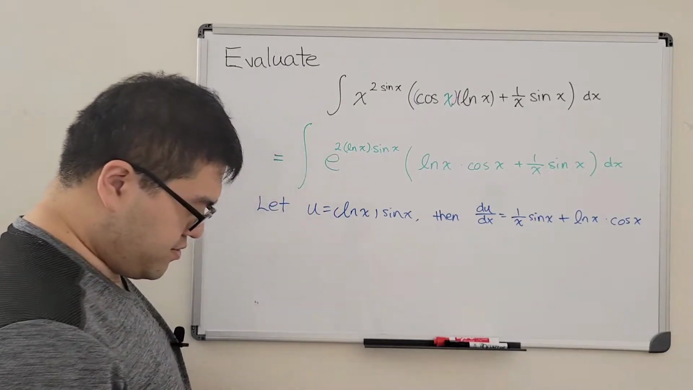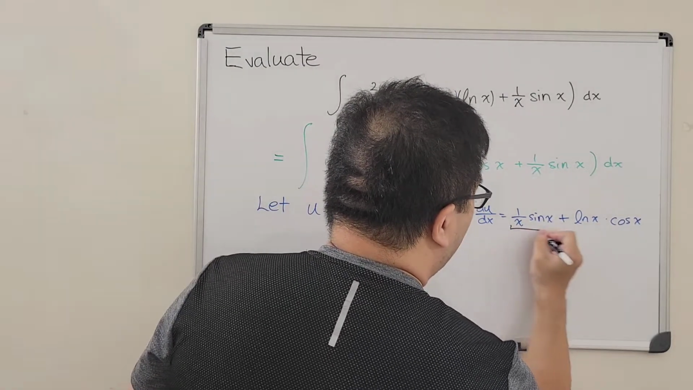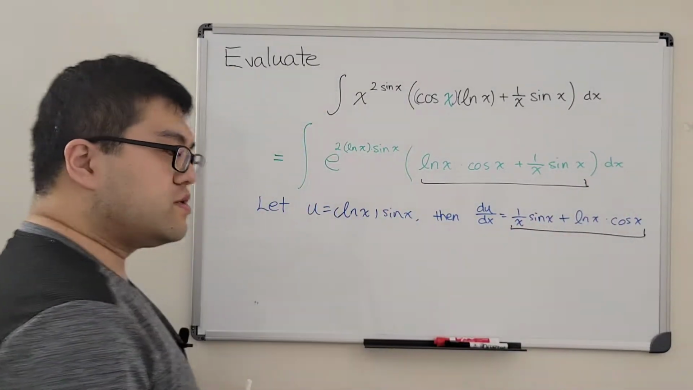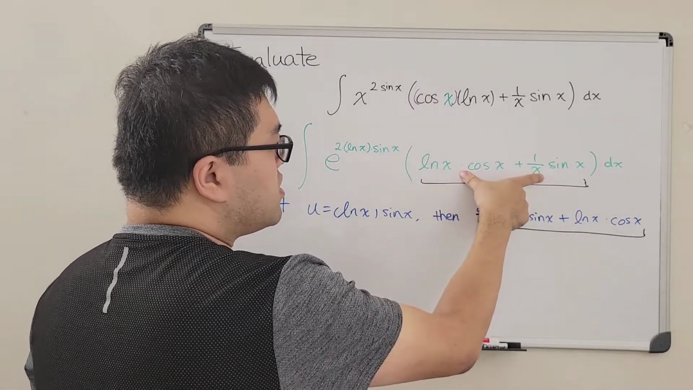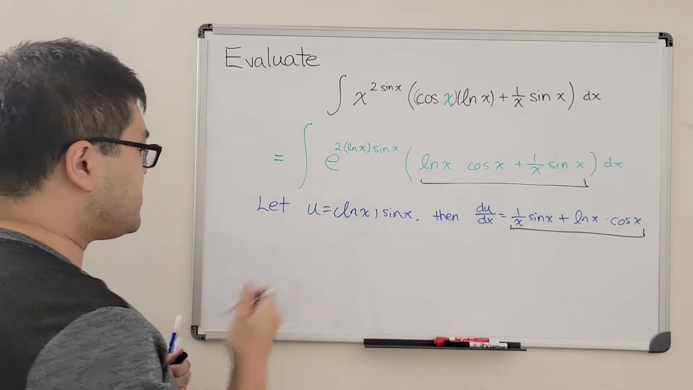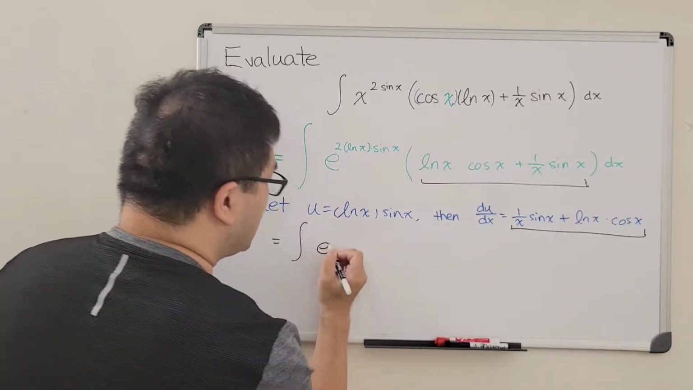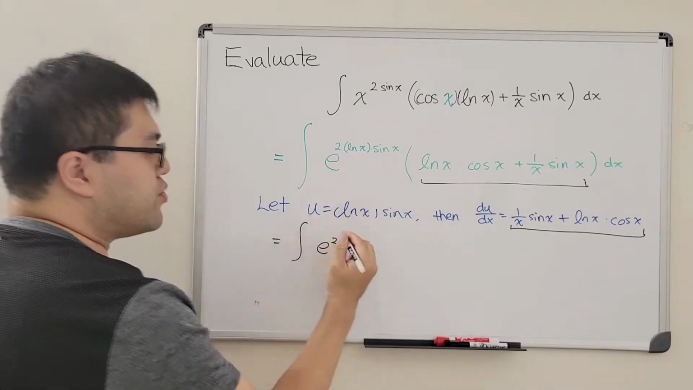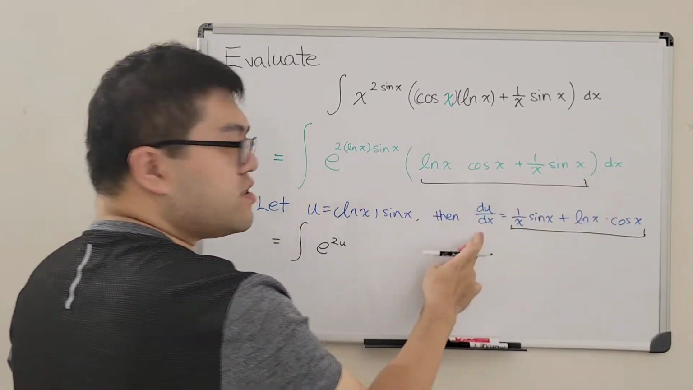What do we notice here? If we look carefully, we see that this part is exactly the same as this part, right? So this means if we take this part times dx, it will give us du. So with the substitution, we now get the following. We have the integral of e to the 2 times, now this part we said is u, so we have e to the 2u power times this whole term turns into du.